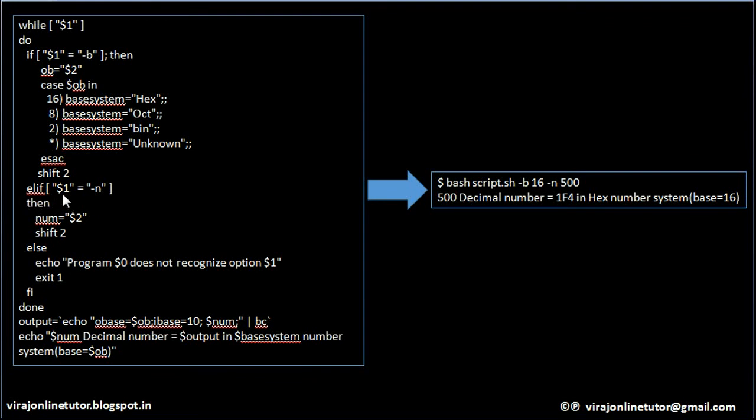In elif, is content of $1 equal to -n? Yes, it is. Correct? So it will enter in, and whatever is the $2's contents, which is 500, will be assigned to num. And then I am shifting 2 again. After I shift 2 again, both these variables will be shifted, and now $1 is nothing. So when it goes in the next time to the loop, $1 is nothing, so it will exit from the while loop.